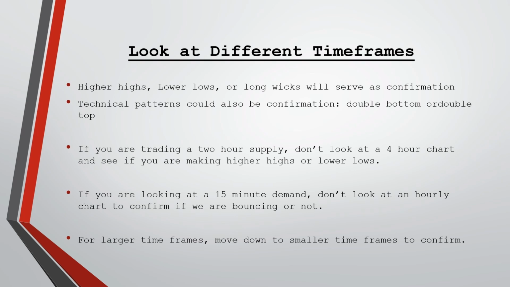If you're looking at a 15-minute demand bounce, you don't want to look at an hourly chart to confirm making higher highs, because then you're just going to get in the play too late and the move that you're expecting might have already happened and you're going to miss out on a good portion of profits. So the rule is for larger time frames, you want to move down into smaller time frames to confirm. Now, you don't want to go too crazy. You don't want to be looking at a daily chart and do a confirmation on a 15-minute chart, right? You don't want to be looking at a 4-hour chart and look at a 1-minute for confirmation. You don't want that.